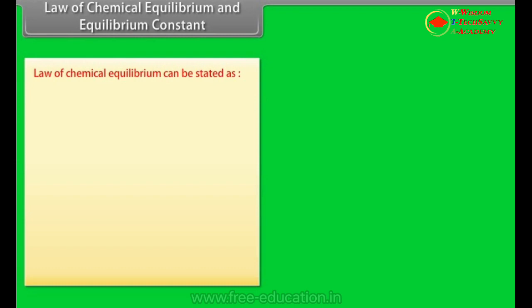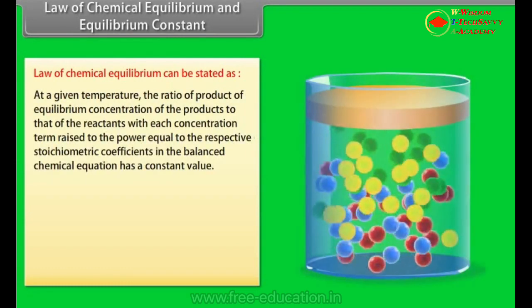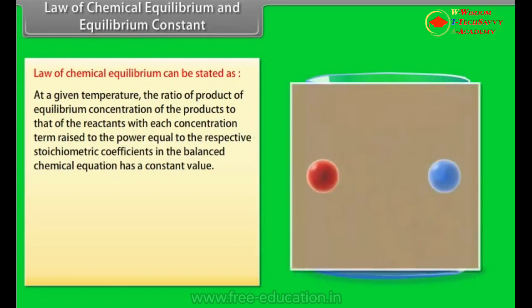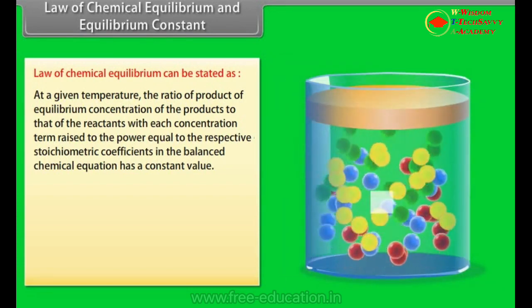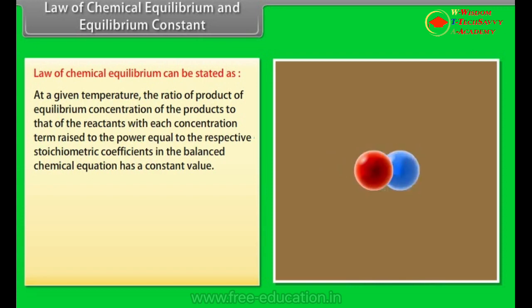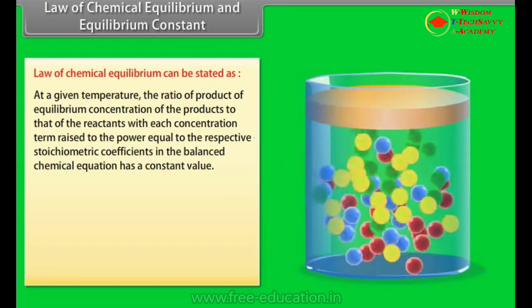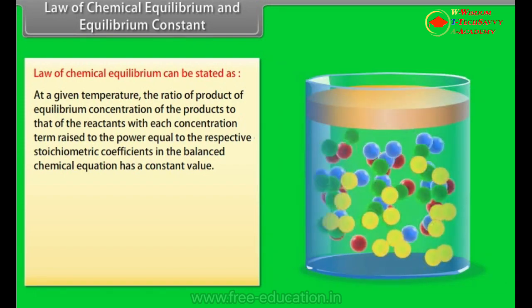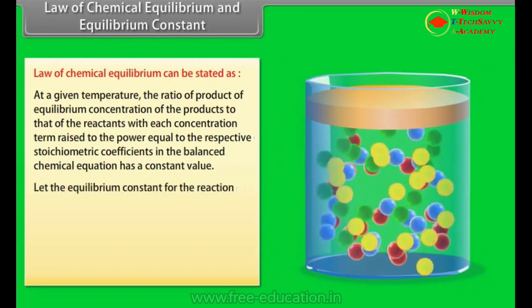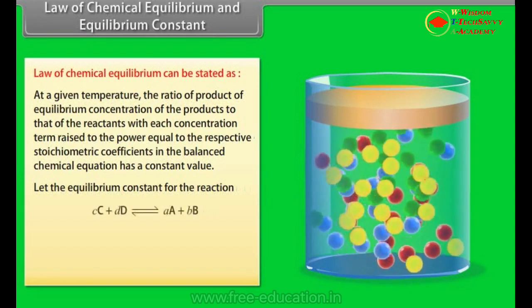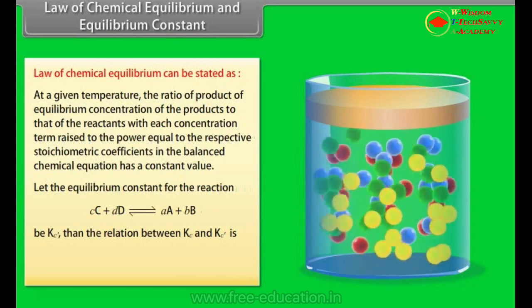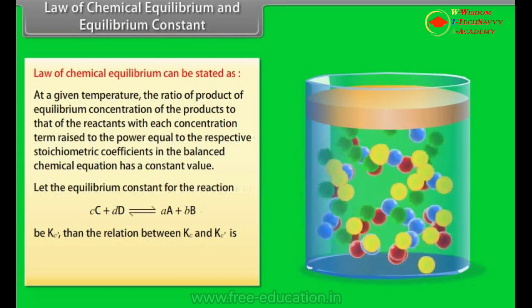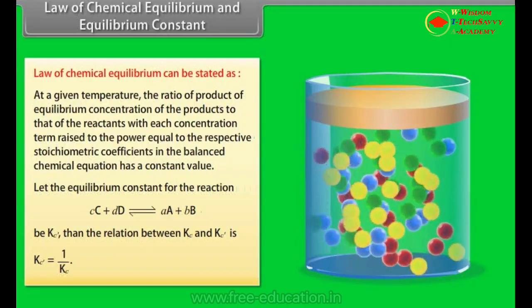Law of chemical equilibrium can be stated as, at a given temperature, the ratio of product of equilibrium concentrations of the products to that of the reactants, with each concentration term raised to the power equal to the respective stoichiometric coefficients in the balanced chemical equation, has a constant value. Let the equilibrium constant for the reverse reaction be Kc dash. Then the relation between Kc and Kc dash is Kc dash is equal to 1 by Kc.